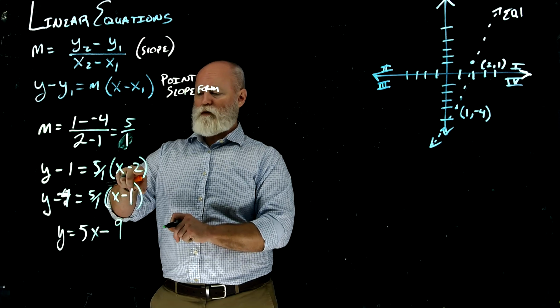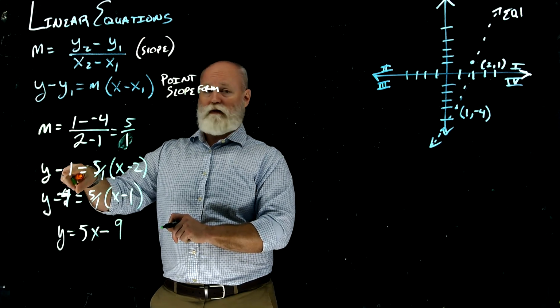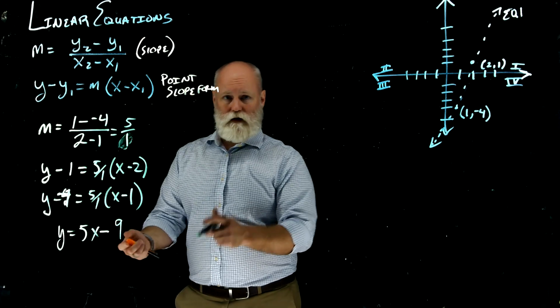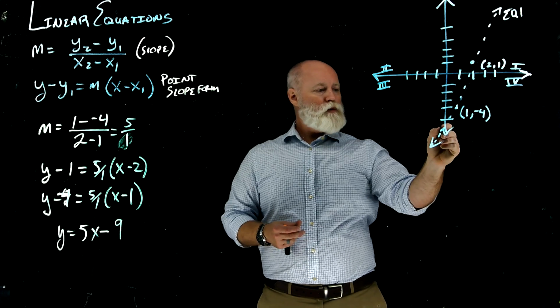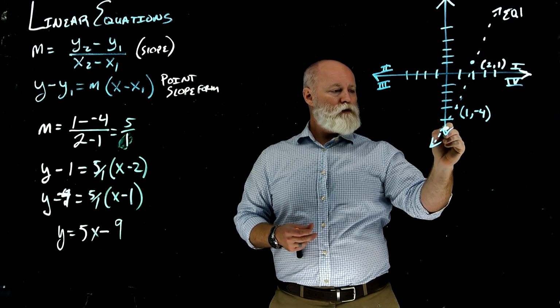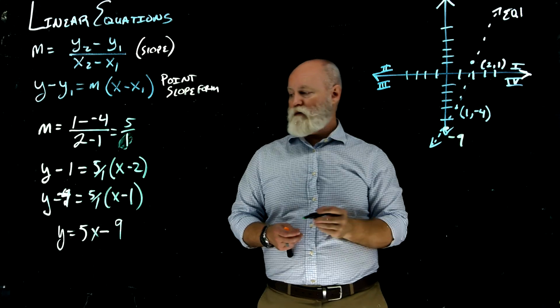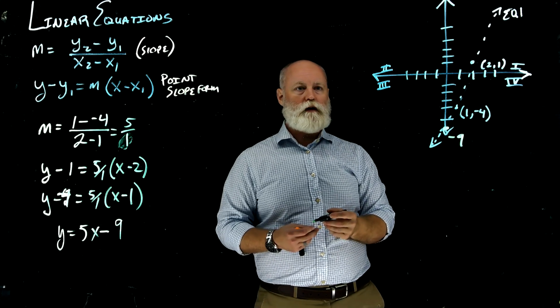Distribute your 5 through, that would give you negative 10, plus 1 would give you negative 9 again. So they give you the same equation. Now, what does that mean? It means that this line right here would cross through, now I didn't draw it very well, it would cross through right here at negative 9. So this is not drawn to scale by any means.